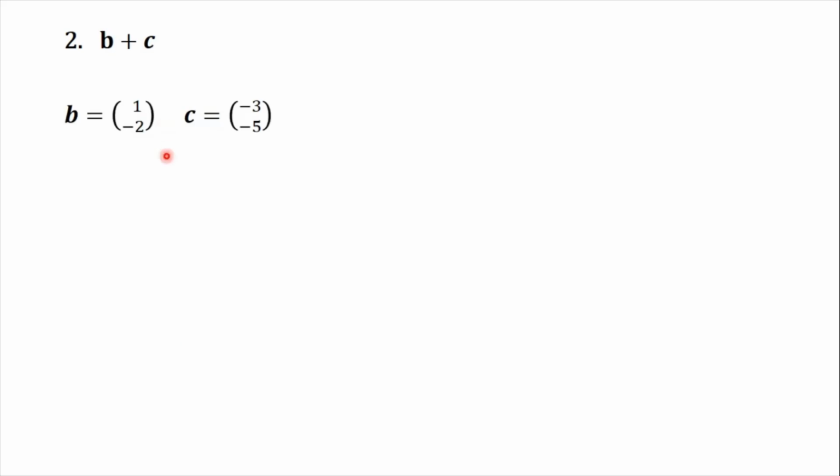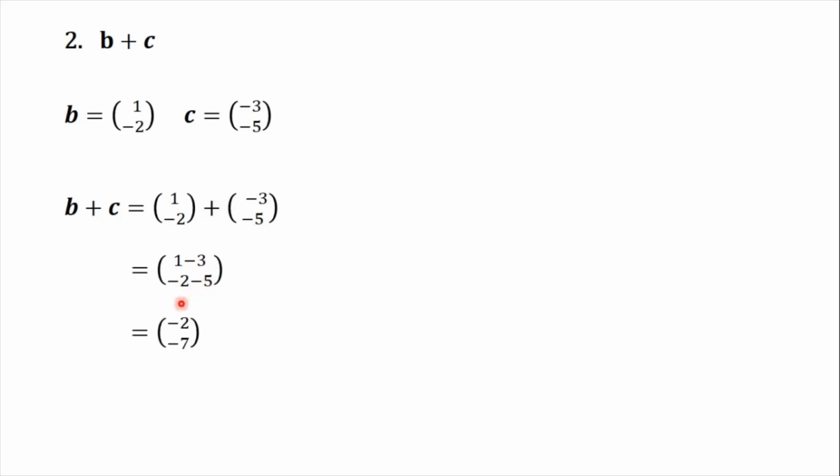The next one is B plus C. B is (1, -2), C is (-3, -5). So B plus C will give us 1 plus -3, which is 1 minus 3, and -2 plus -5, which is -2 minus 5. 1 minus 3 is -2, and -2 minus 5 is -7. So B plus C is (-2, -7).